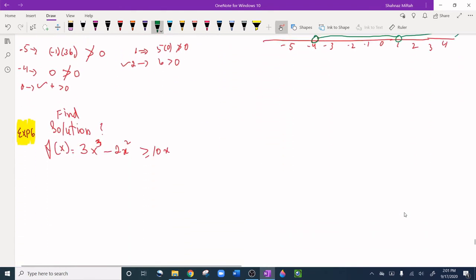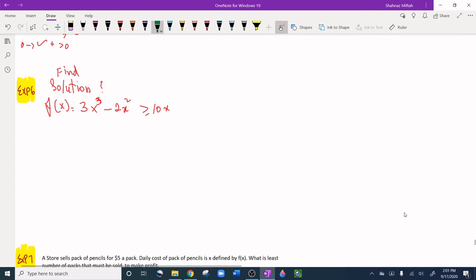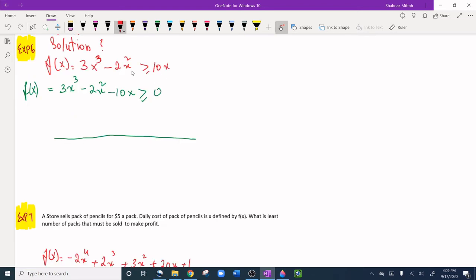Okay, let's do example number 6. Move the 10x to this side of the inequality, and then the other side turns 0. This is what you're supposed to do every time. You have to make sure you have a 0 on one side. Now we are going to graph this.